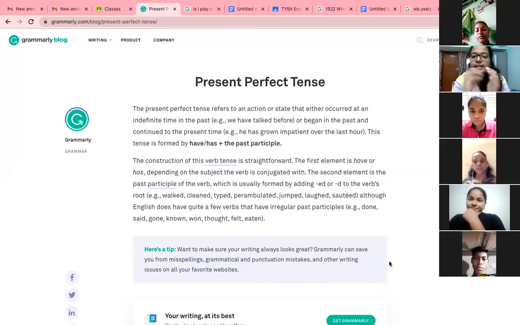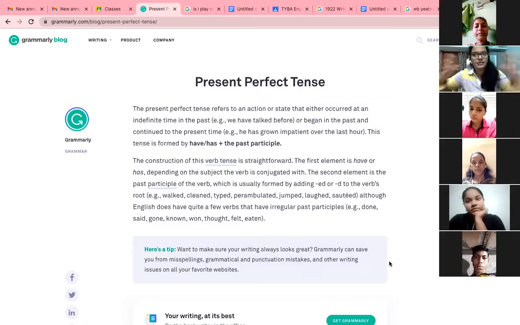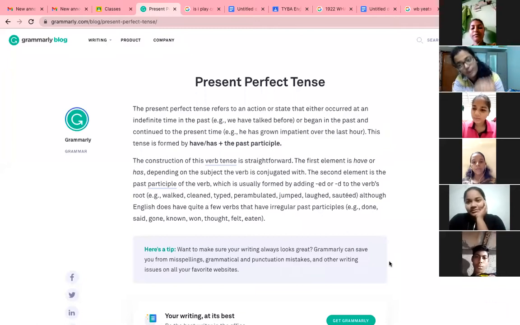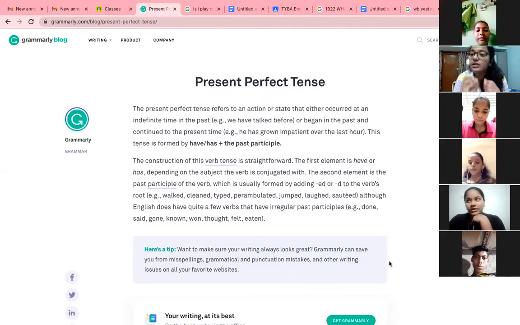Okay, this tense is formed by, now this is the formula I talked about, have or has, plus the past participle. Now, past participle is a huge word for a verb that talks about an action in the past. Say it with me: a verb that is talking about an action in the past.